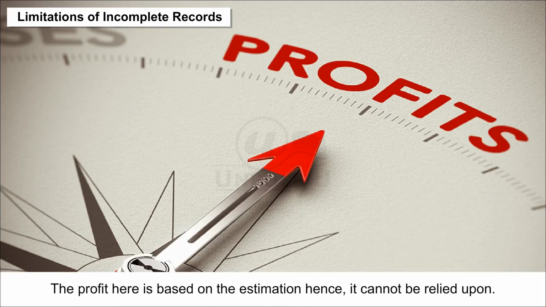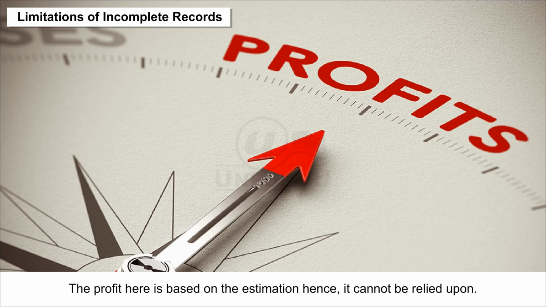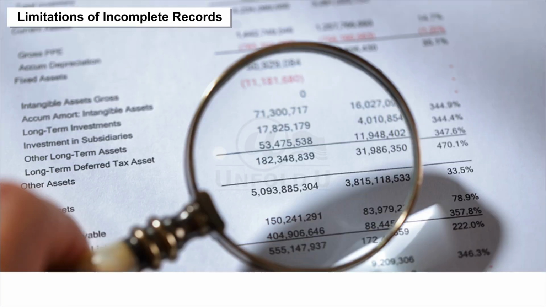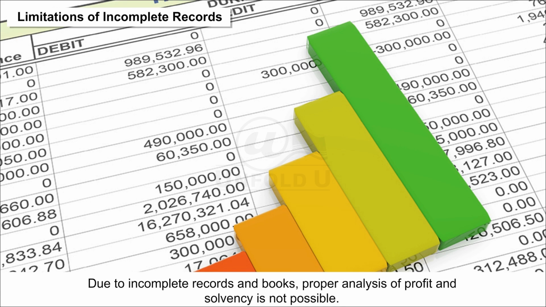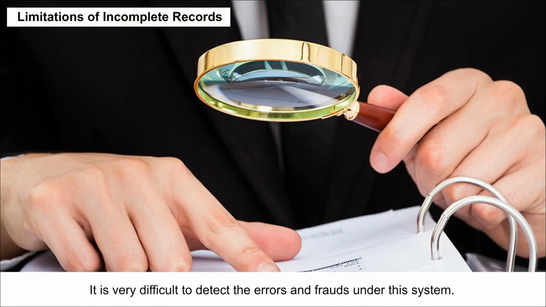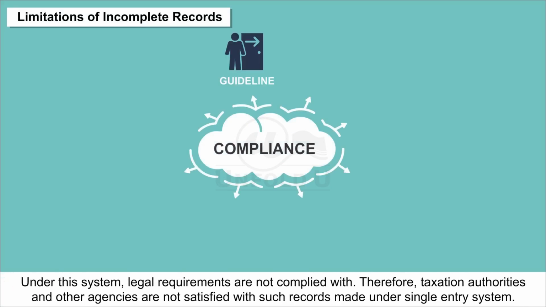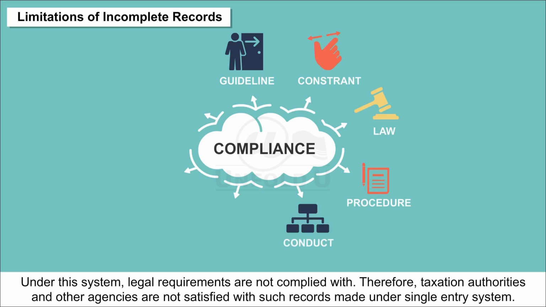The profit here is based on estimation, hence it cannot be relied upon. It does not reflect the true and accurate position of assets and liabilities. Due to incomplete records and books, proper analysis of profit and solvency is not possible. It is very difficult to detect the errors and frauds under this system. Under this system, legal requirements are not complied with. Therefore, taxation authorities and other agencies are not satisfied with such records made under single entry system.